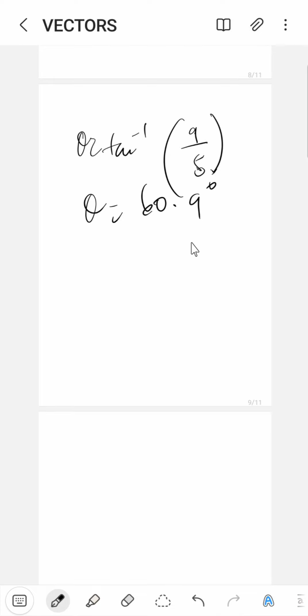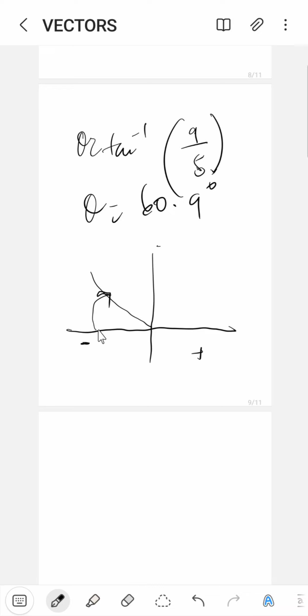This is not the correct angle we're looking for. Why? Because this angle is coming from a negative x-axis, but we need an angle coming from a positive x-axis. So let's imagine, like we said, this angle is coming from this is your negative, this is your positive.